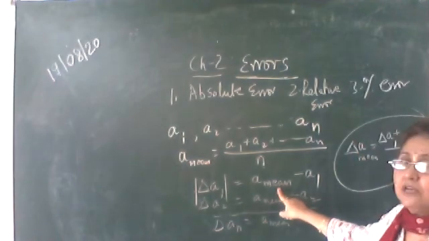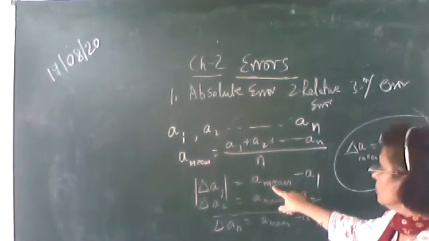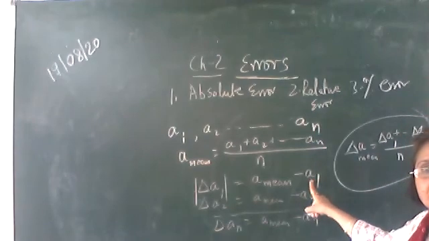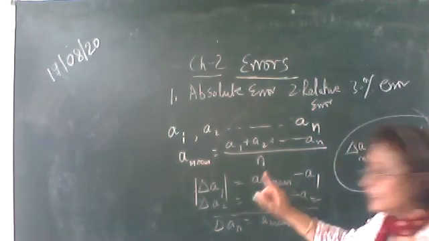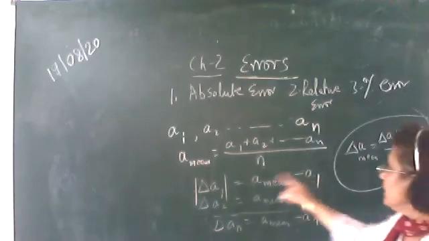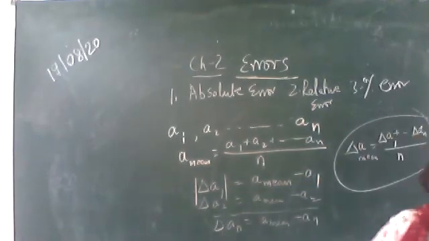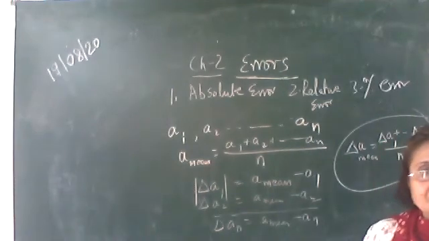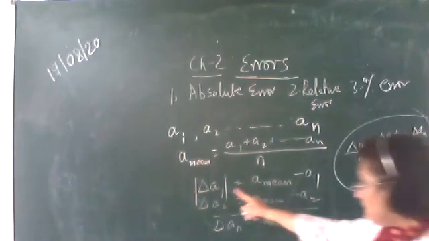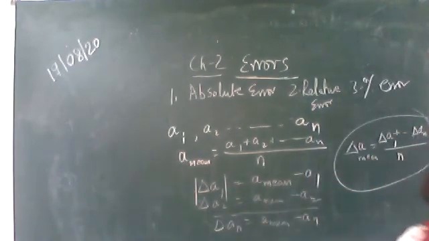Suppose the true value is greater than A1, you will find out A mean minus A1. If A1 is greater than A mean, then you will find out A1 minus A mean. So all these delta A1, delta A2, delta An will be positive. All these absolute errors will be positive. So it is the magnitude of the difference between the true value and the measured value.